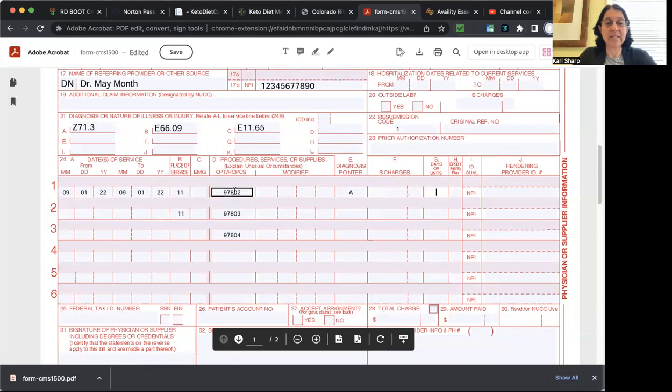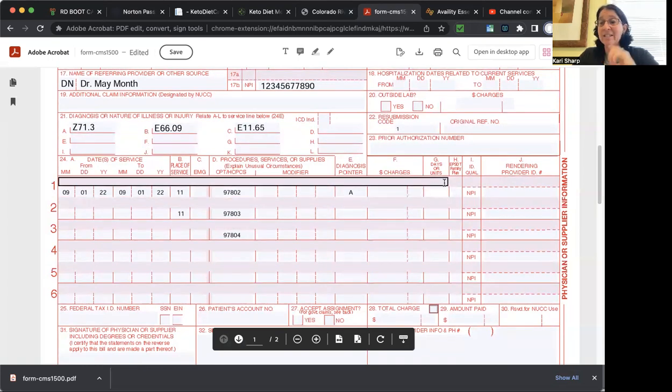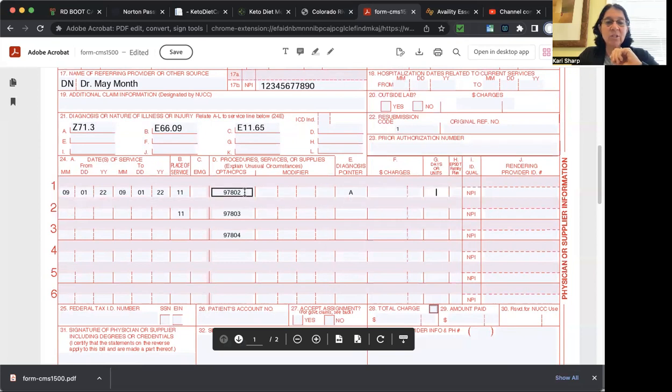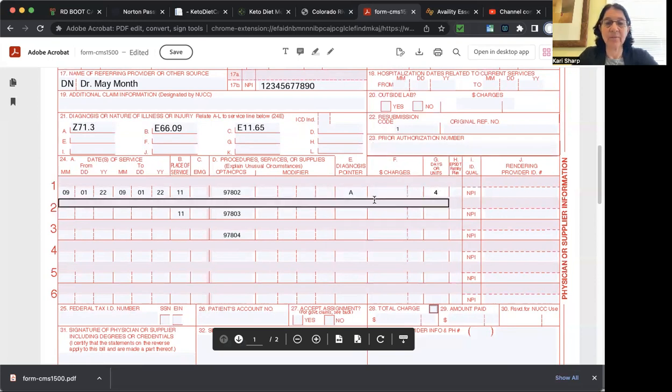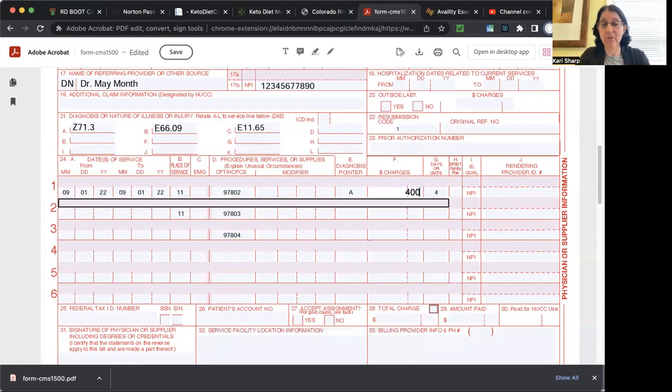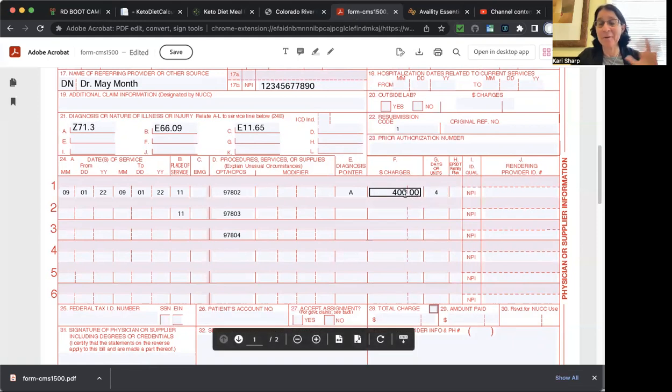Now, charges are in units for us. So for 97802, each unit is 15 minutes. You can usually bill up to 8 units, like 2 hours for a first visit. A lot of times people just see somebody for 1 hour. Let's say we're just seeing them for 1 hour for their first visit, because 2 hours can be a long time. So we saw them for 1 hour, and so that would be 4 units. How much did we charge for these 4 units? Hey, let's say we are the best paid dietitian in the world and we charge them $400 for these 4 units. If only, man, that would be awesome, right? Okay, so for 4 units for 1 hour, we're getting paid $400.